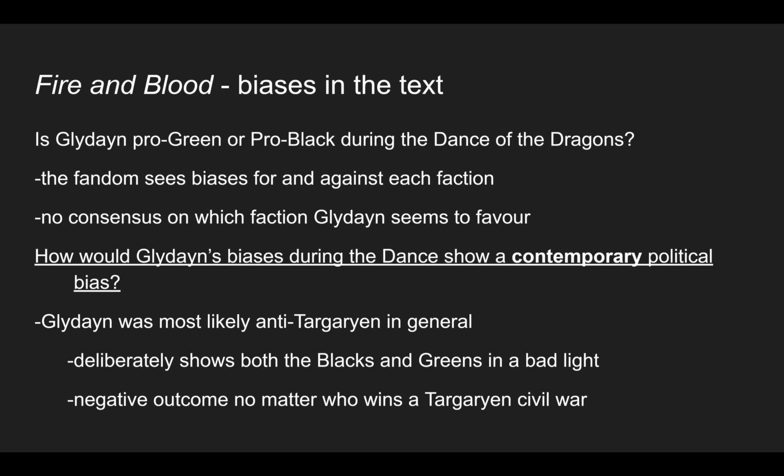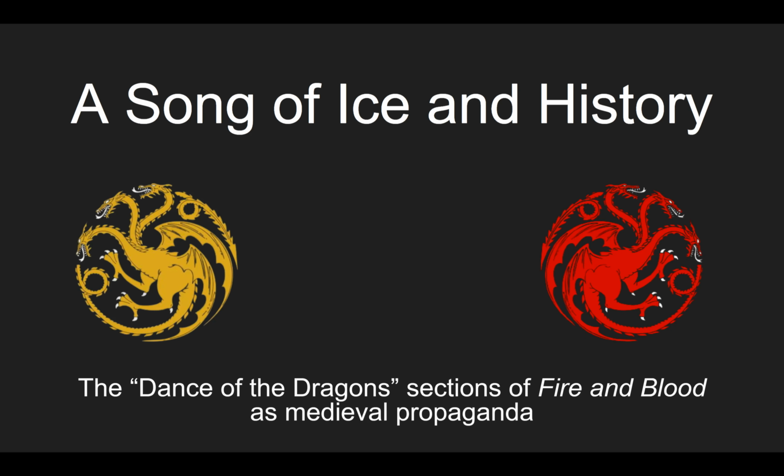So I think that if we understand Fire and Blood as a medieval historical text, which is to say its biases aren't pro or against past political ideologies, but are pro or against the political conflicts current at the time of writing, then it would make more sense to understand the text not as being pro-green or anti-green, but as pro-Targaryen and anti-Targaryen. I think this is a good way to see how the negative light shown on both factions is a way of the text being anti-Targaryen as a whole. So that's my theory, and I look forward to seeing what you all think in the comments down below.